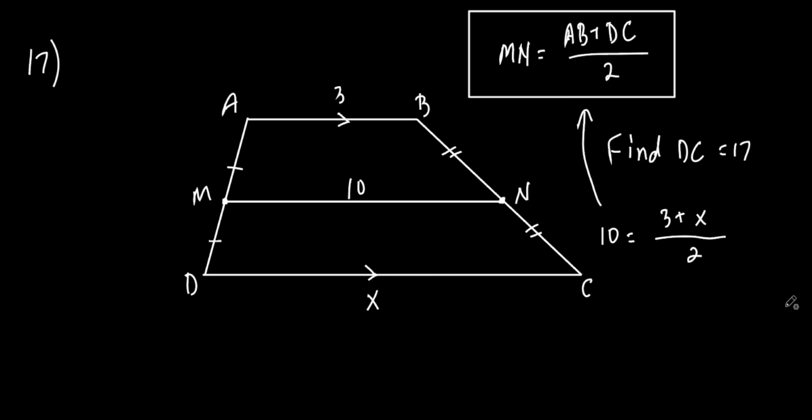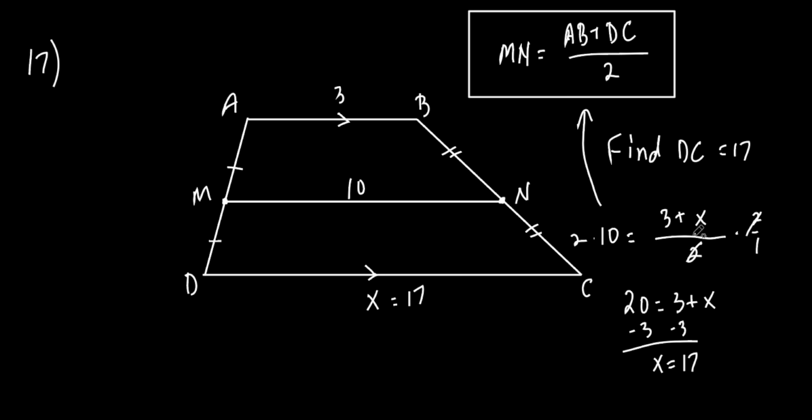Do you remember, I think it was Friday, we talked about how to get rid of that 2. How do I get rid of that 2 if it's being divided? Multiply, right. So I multiply both sides by 2. The 2's cancel. What do I get? 2 times 10? 20 equals 3 plus X. Let's get X by itself. One step and you're done. How do I get rid of that 3 if it's being added? Minus 3. So X is 17, just like we said it was. Okay?